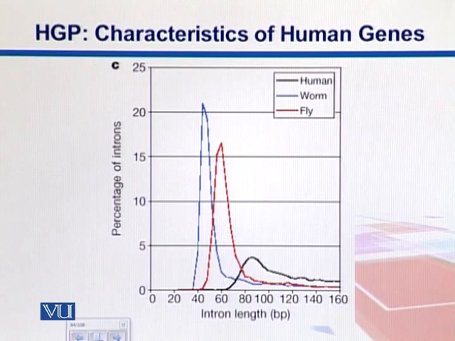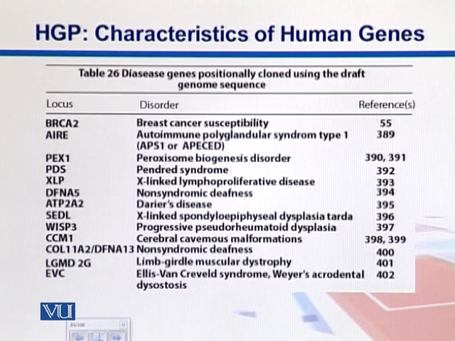So this is the percentage of introns again in these 3 species: human, worm and fly. If we look into the humans, the intron length in terms of base pairs is right here. We are just looking into the smaller length introns. The proportion of smaller length introns in humans is less as compared to worms and flies. The Human Genome Project also helped in cloning and discovery of different disease related genes.